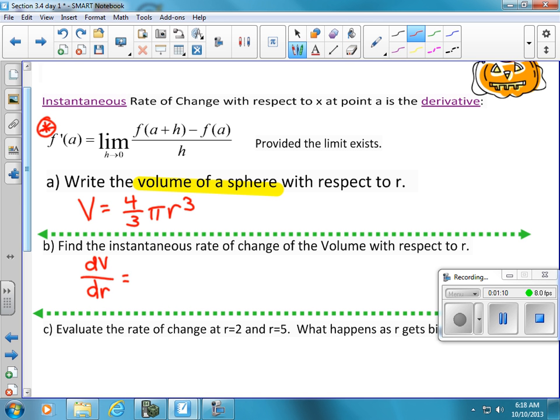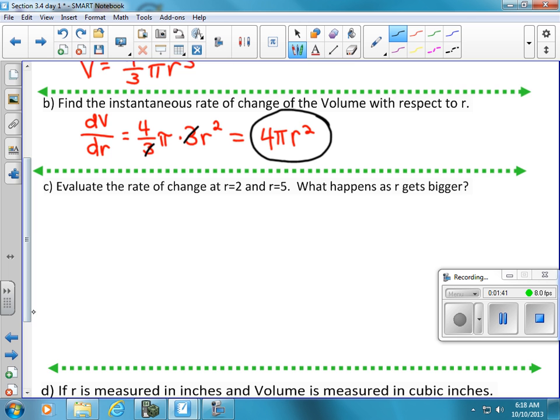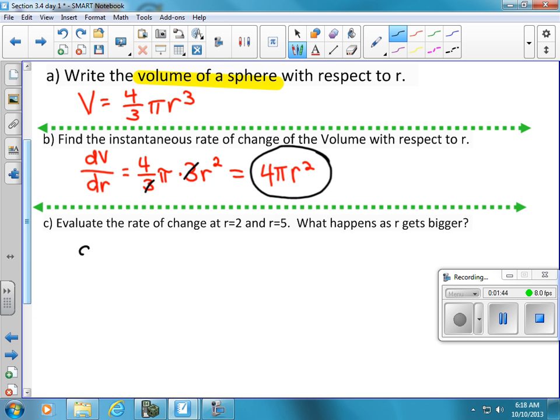So what we do is take the derivative of this volume with respect to r, and we are going to use our power rule with respect to r. 4/3 and pi are constants. So the derivative of r cubed is 3r squared. We multiply all of that together, and we get 4 pi r squared. That is part 2. These 3's cancel out. Now we're going to evaluate the rate of change using what we just found out, that the rate of change of volume with respect to r is 4 pi r squared.